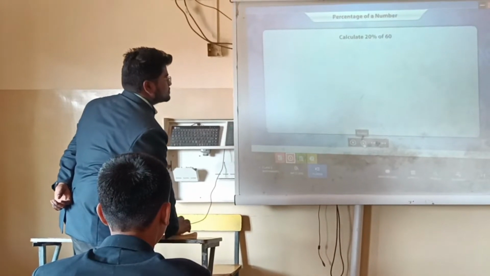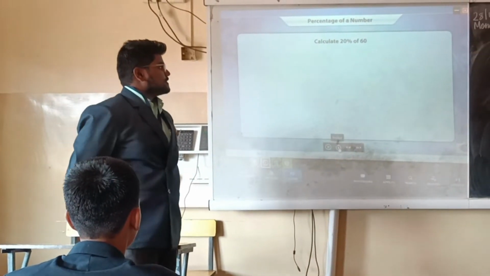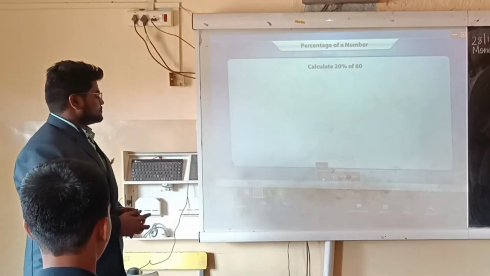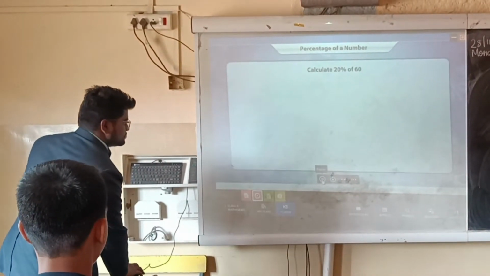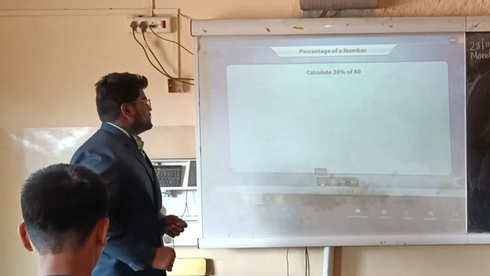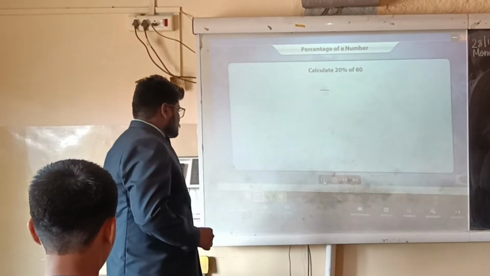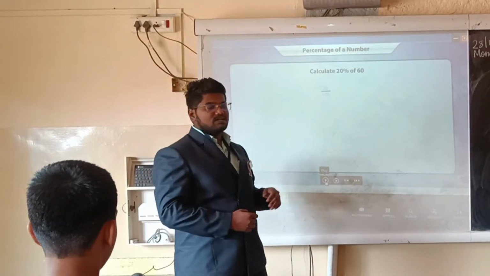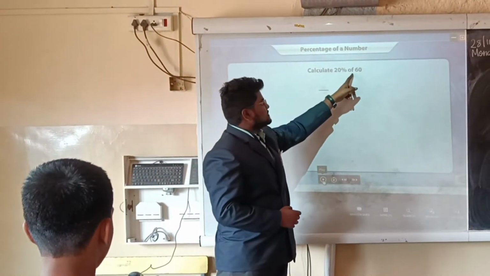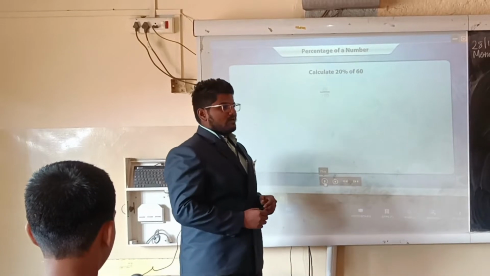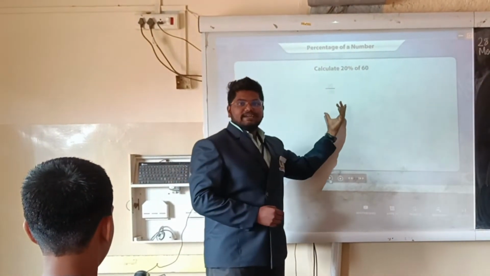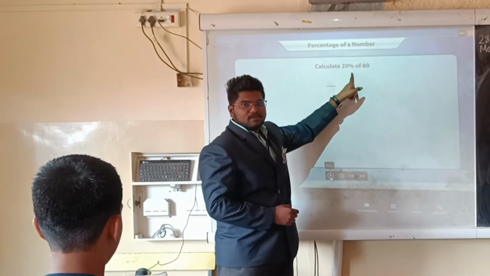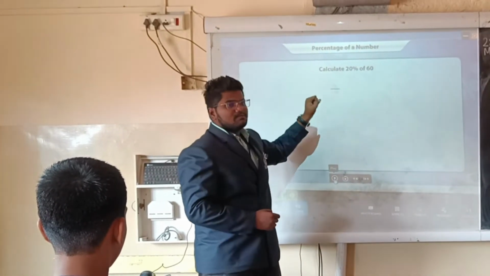Let us now learn how to calculate percentages with a few examples. In the first example, we shall calculate 20% of 60. To begin, we write 20% of 60. The sum that is given to us is calculate 20% of 60. Now let us divide this sum into three parts. First is 20%, which can be written as 20 upon 100.